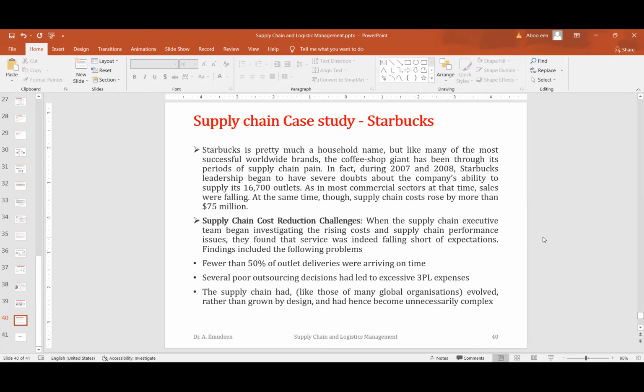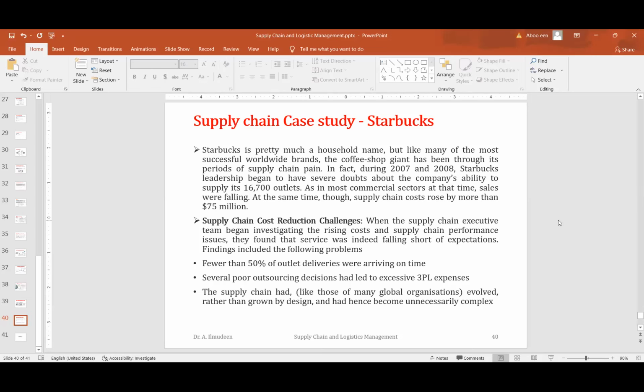Several poor outsourcing decisions had led to excessive expenses. So they were hiring some outsourcing, and those outsourcing decisions were not effective, leading to additional costs they had to bear. The supply chain had evolved rather than grown by design, and hence become unnecessarily complex. So their supply chain is complex and also not effective.